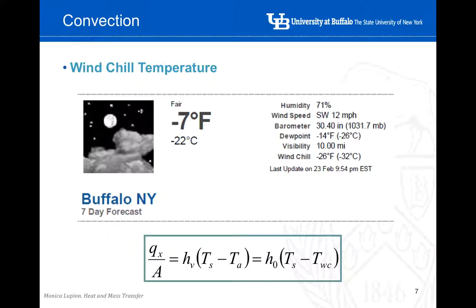When it's windy, the air that is surrounding us flows at a certain velocity. It's forced convection. The heat transfer coefficient is higher than when there is no wind, and therefore the heat transfer is promoted. So the heat that is leaving our body is at a higher rate than when there is no wind. That's why we feel like it's minus 26 Fahrenheit instead of minus 7. The way to calculate this windchill temperature is relatively easy if you know Newton's equation. The heat rate is equal to the heat transfer coefficient times the delta T, and that's how you can get this value of the windchill temperature.